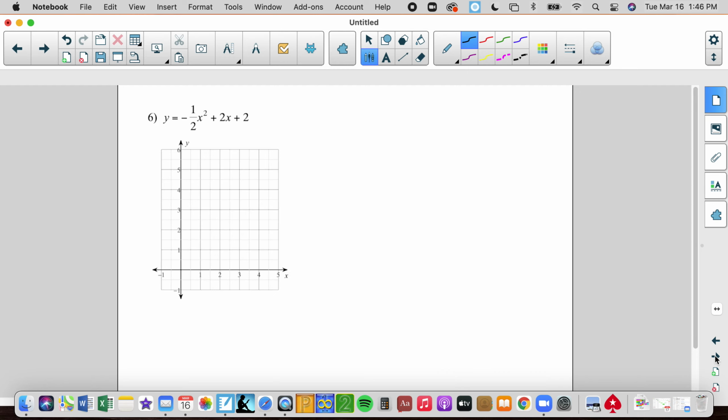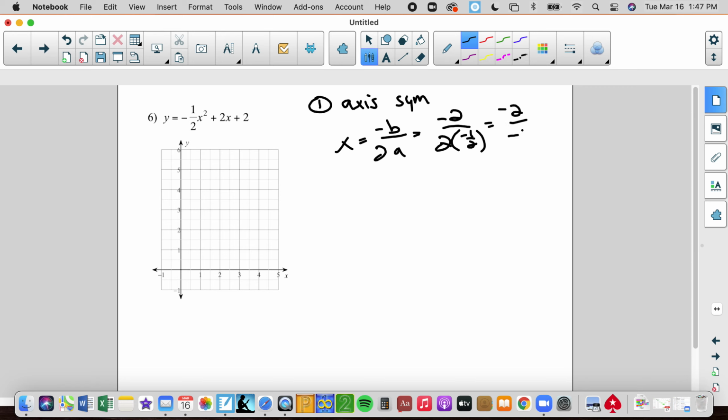Oh, a fraction. Wowzers. All right. Axis of symmetry: x equals the opposite of b over 2 times a, which is a fraction, negative 1/2. You get negative 2. 2 times negative 1/2 is negative 1. It gives you an axis of symmetry of 2. Better get good at multiplying fractions.